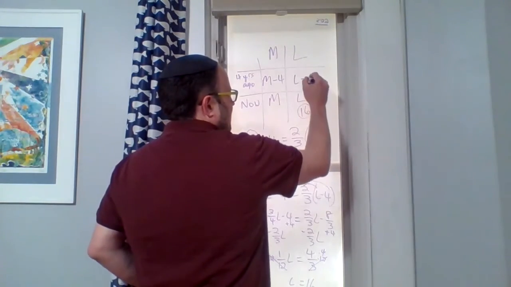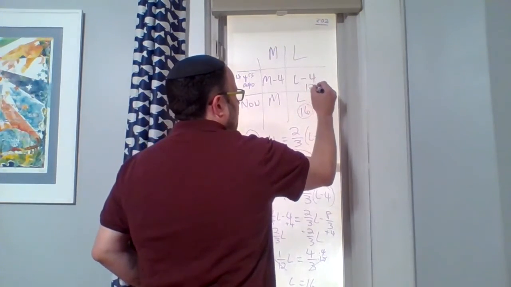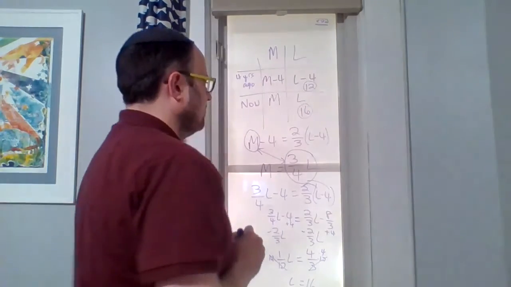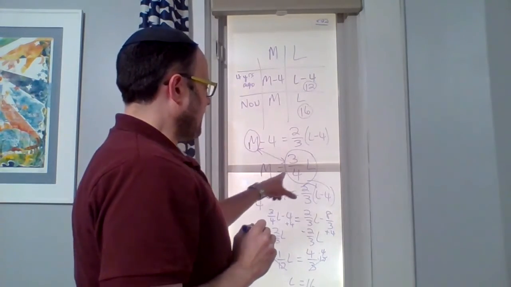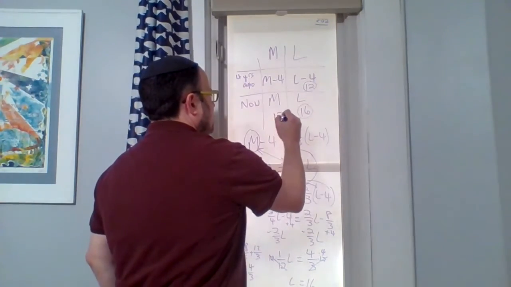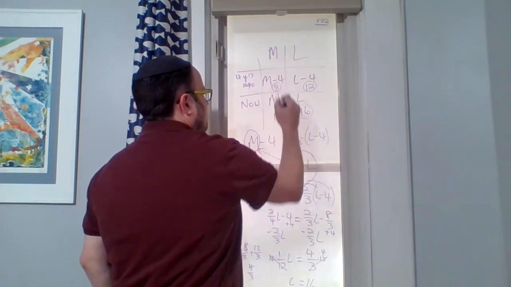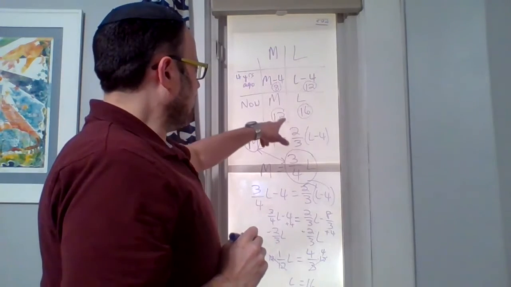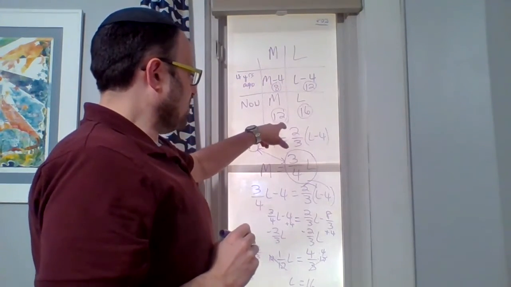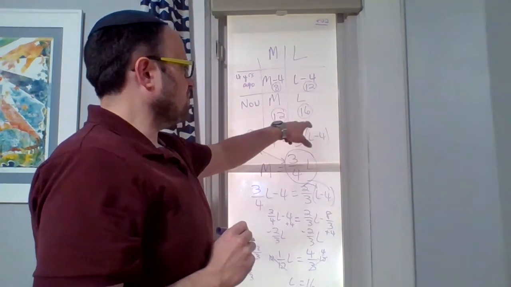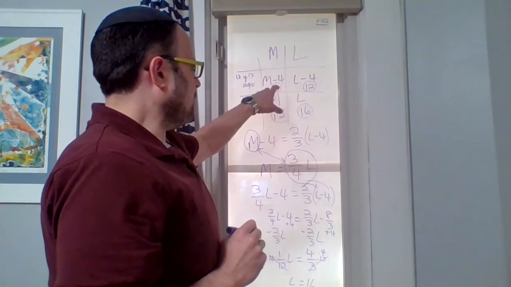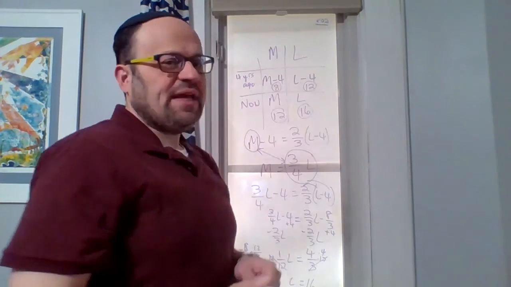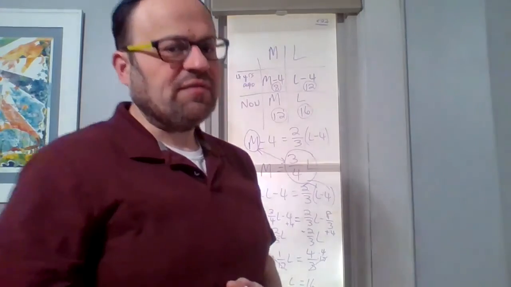So L is 16, which means that L minus 4 is 12. And we saw that M was 3/4 L, so this is 12. And that's 8. We know that Marianne's age is currently 3/4, so 12 is 3/4 of 16. 4 years ago it was 2/3. 8 is 2/3 of 12.